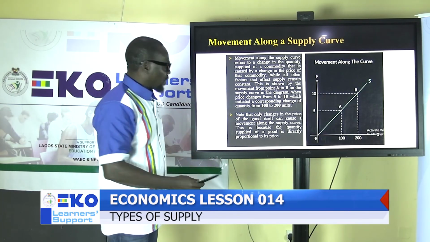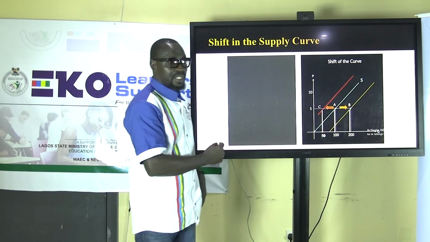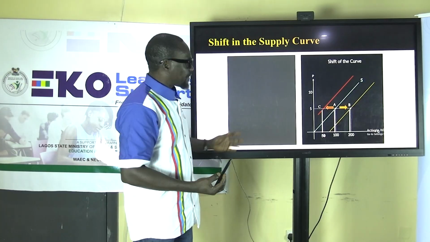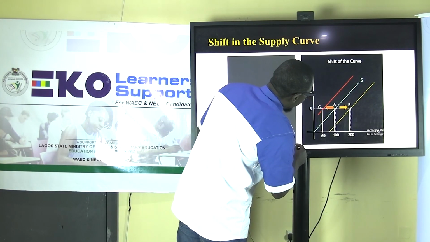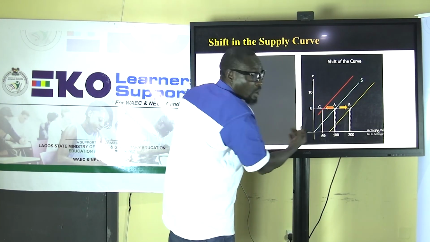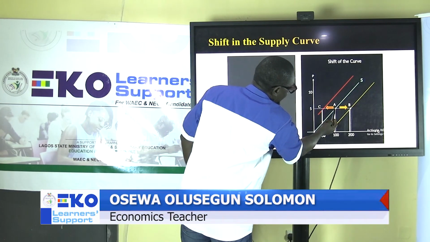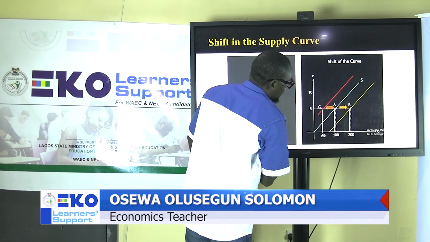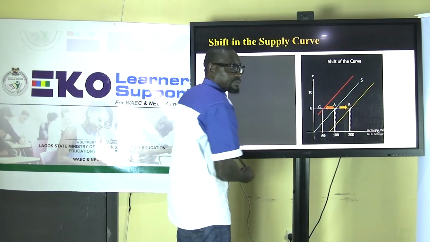We look at the other case where we have a shift in the supply curve, either to the right or to the left. This shift also is seen in the quantity of the commodity that is supplied in the market. So we have a shift, for example, outwards, the original supply curve being S, and then we see a shift outwards from A to B, and then we see a shift inwards from A to C.